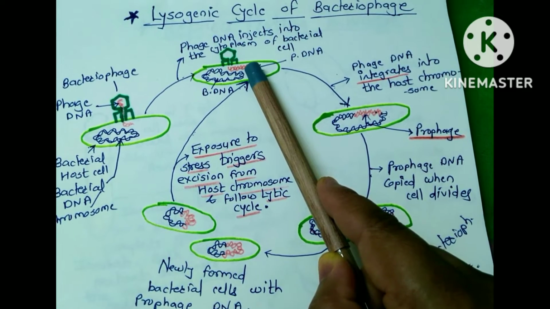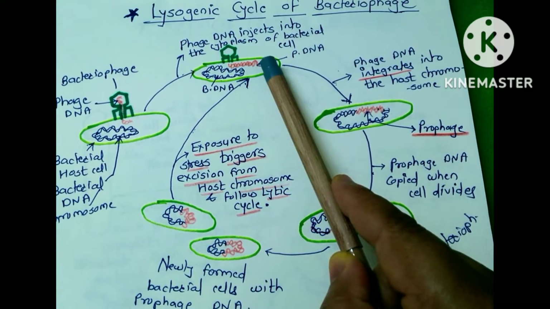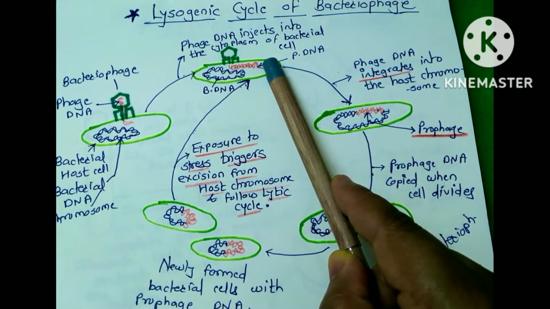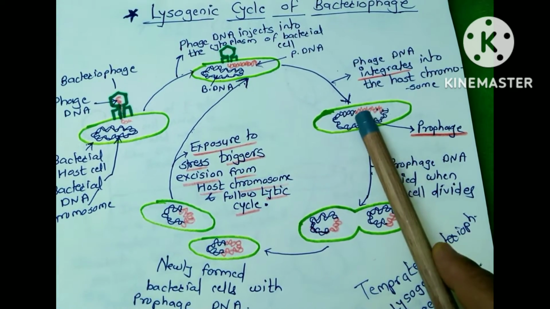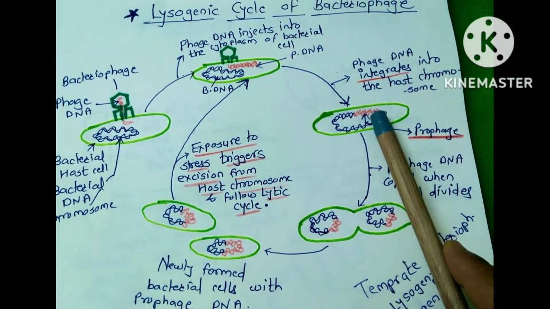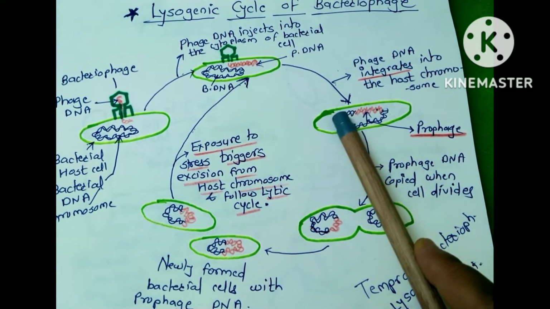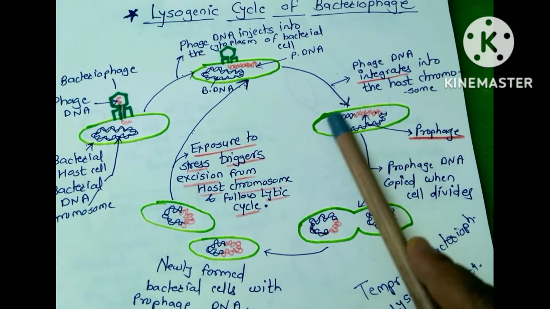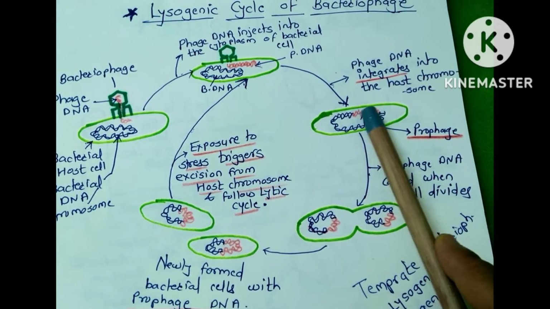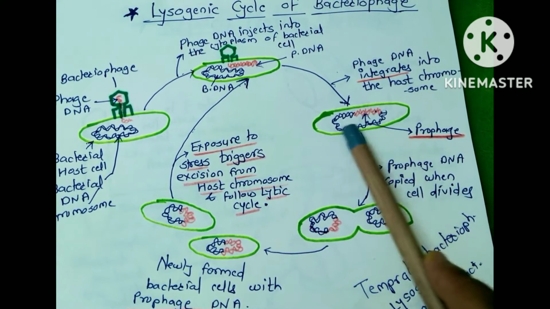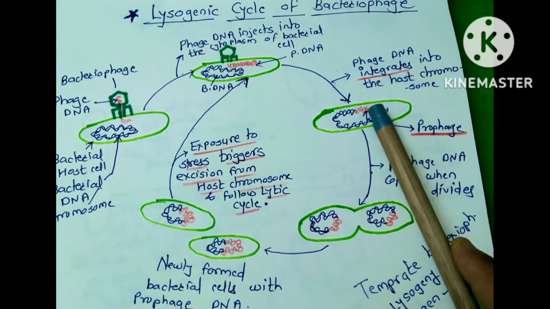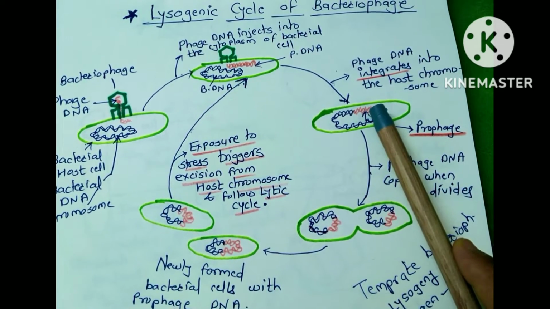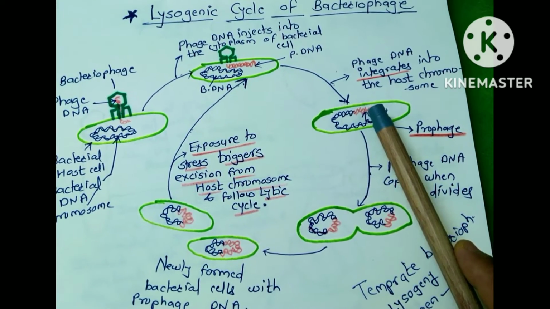Then what happens in the next stage? Instead of replicating its own genome, the phage DNA integrates into the host chromosome. Here we can see the phage DNA is integrated or inserted into the host chromosome. Now this phage DNA is called a prophage.